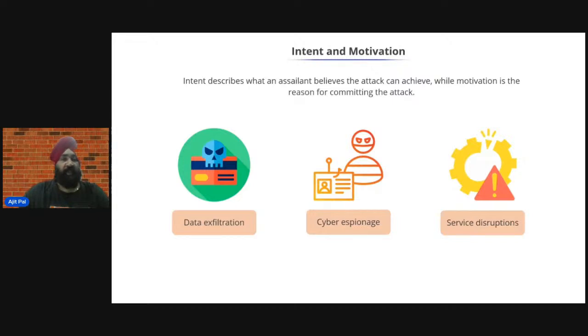Then service disruption. The best example of service disruption is in 2021, where attackers tried to cause chaos in the environment. Some Chinese hackers hacked the Colonial Pipeline, which was responsible for transporting fuel to some part of America. I don't remember which part. That communication was disrupted for around 5 to 6 days, causing service disruption.